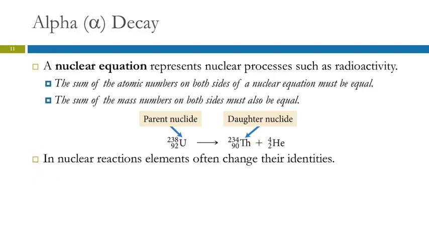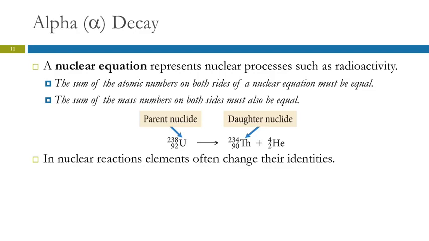In nuclear reactions, the elements often change their identities. So here we have uranium changing into thorium, and that's okay in a nuclear reaction. Question: if you know which the parent nuclide is and the daughter nuclide is, then you can determine the type of decay?